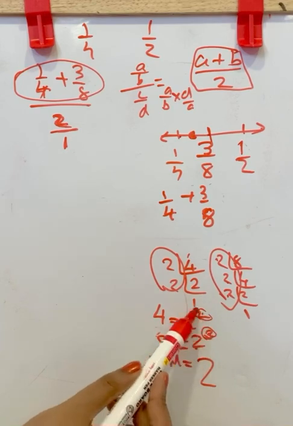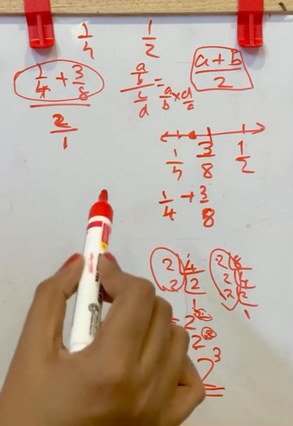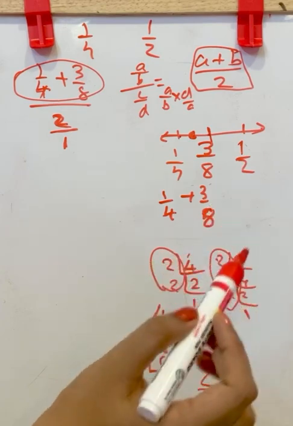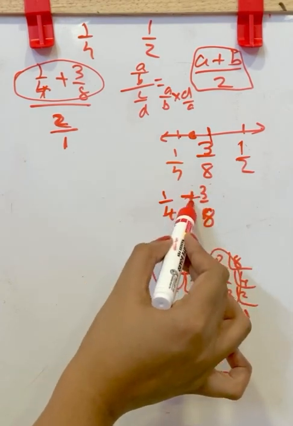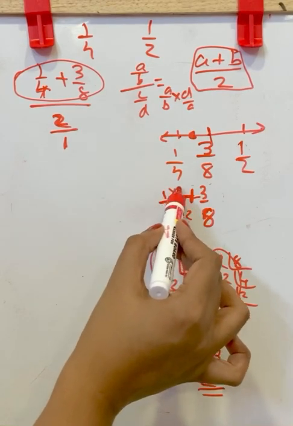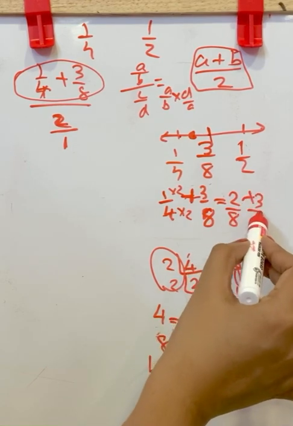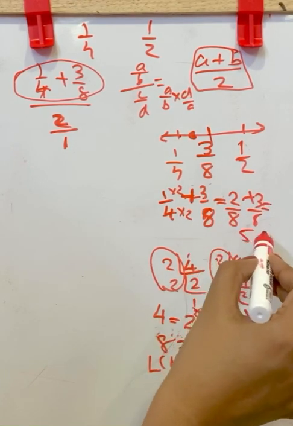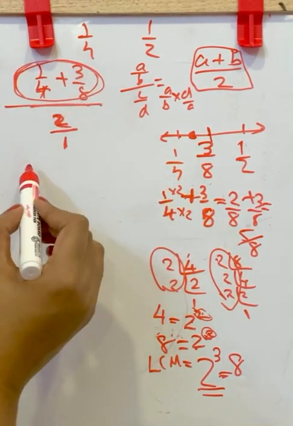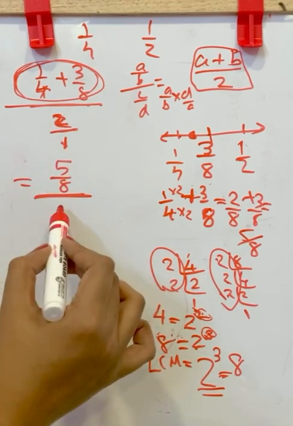In 2 and 3, which is the highest power? 3. So 2 cube. 2 cube means 2 into 2 into 2. The result is 8. 8 is the LCM. Here it is already 8, so no change to this fraction. Here it is 4, you have to make it as 8, that is 4 into 2. So here also into 2, which is equal to 2 by 8 plus 3 by 8, and the result is 5 by 8. So for the numerator fraction, we get the result 5 by 8 whole by this 2 by 1.